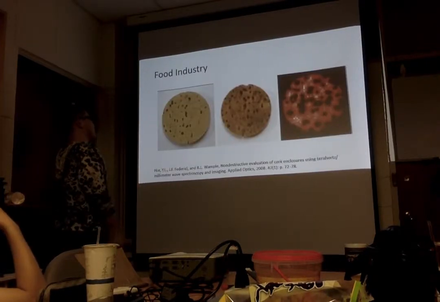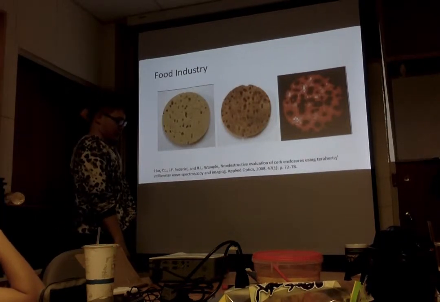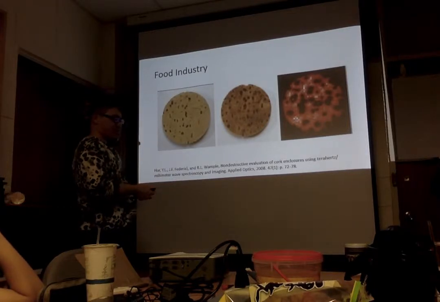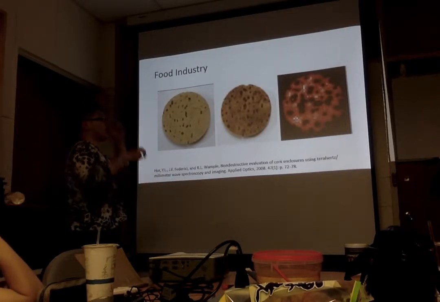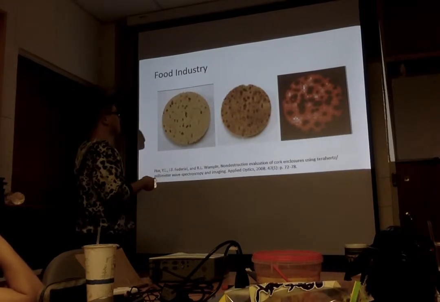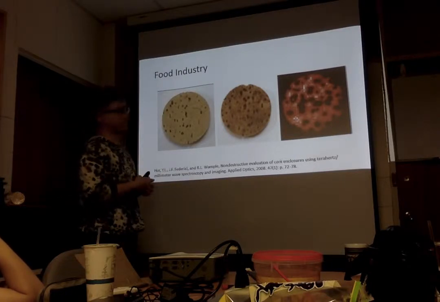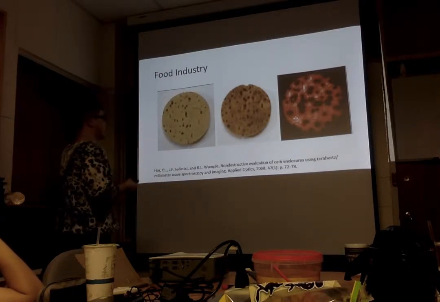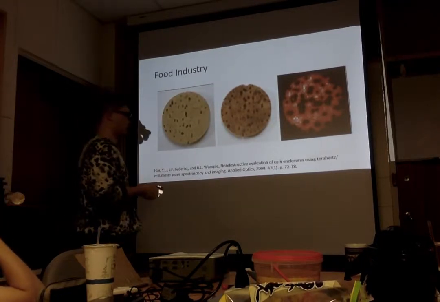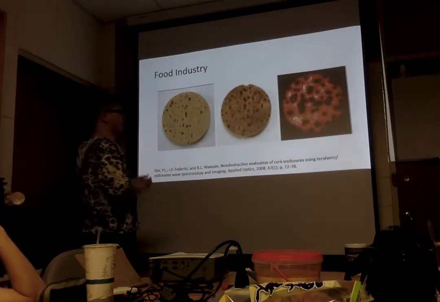And this one is the food industry. We all know we don't want our food to have dangerous things like metal or some poison. So this is very important. For example, we can inspect for metal material in a chocolate bar or something.